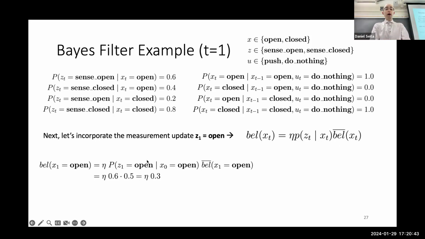So if you plug in the numbers, then for the belief that x1 is open, you get this thing here. What about x1 is closed? I'll give you a couple of seconds.